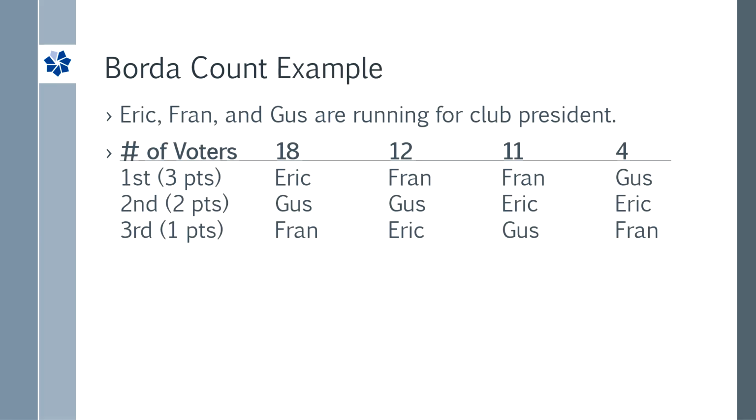Here's an example. Eric, Fran, and Gus are running for club president. This table displays the results of the election. When you see 18, that 18 corresponds to 18 voters ranking the candidates Eric, Gus, and then Fran. 12 voters ranked Fran first, then Gus, and then Eric last. 11 had Fran, Eric, then Gus, and then 4 voters had Gus, Eric, then Fran. When we assign points, since there are 3 candidates, every first place vote is worth 3 points, and so on down the line.